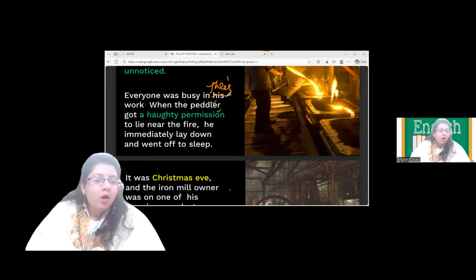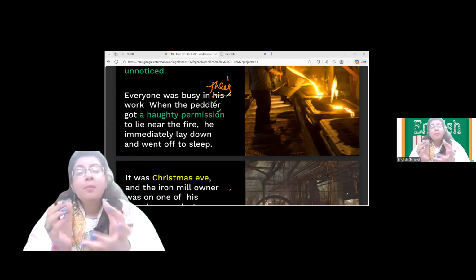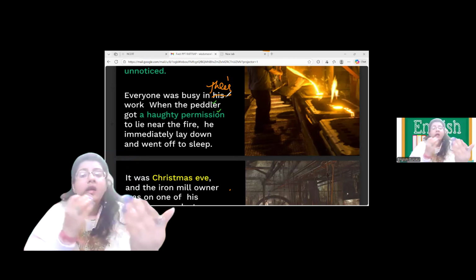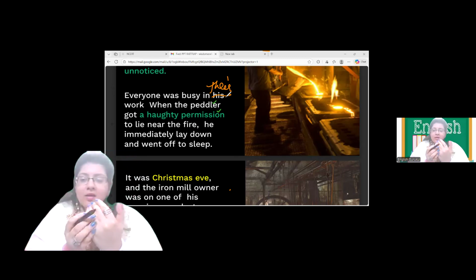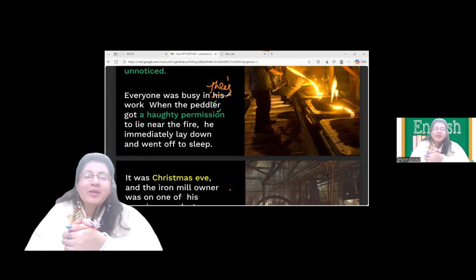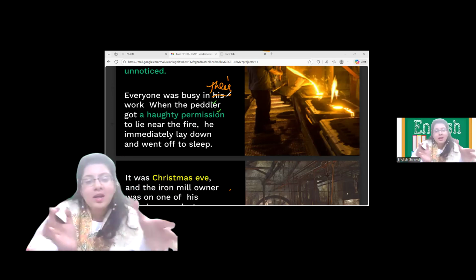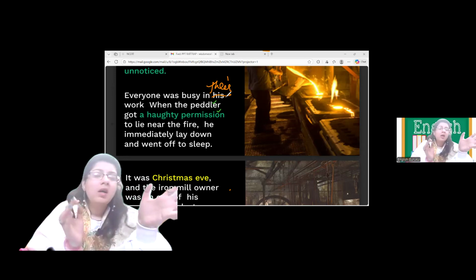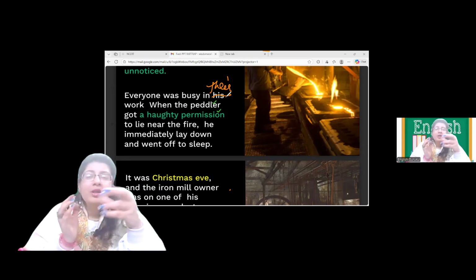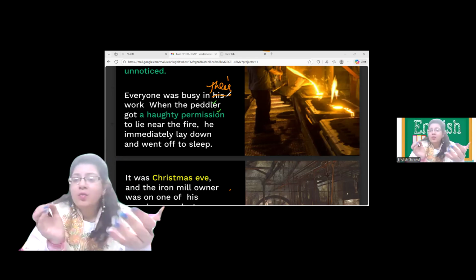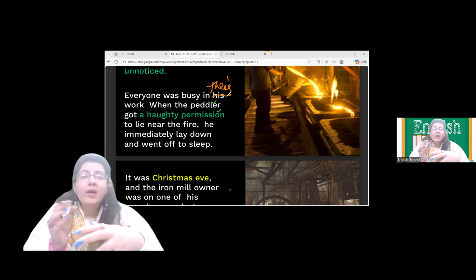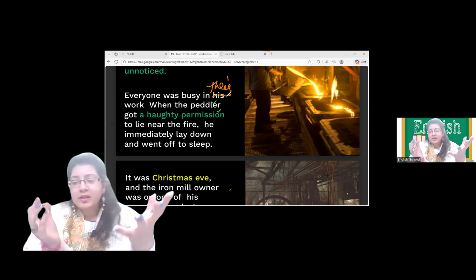When the peddler got a haughty permission to lie near the fire, he immediately lay down and went off to sleep. Now, the peddler had been wandering, roaming, walking non-stop, not knowing where the end was, not knowing where the solution was.